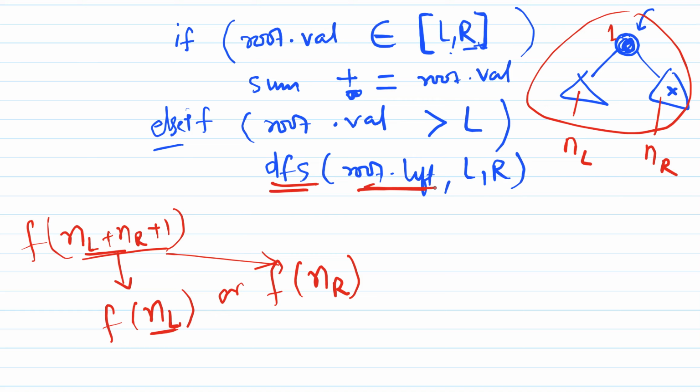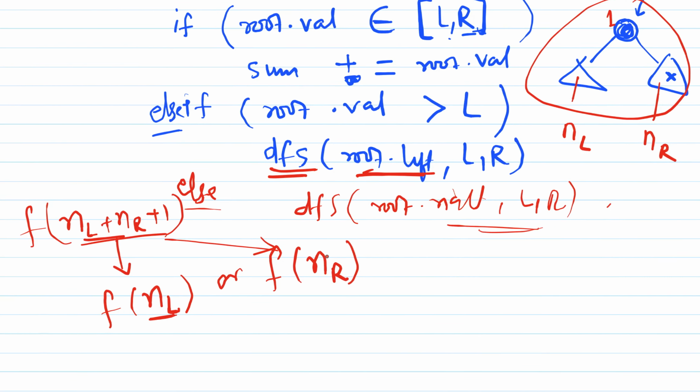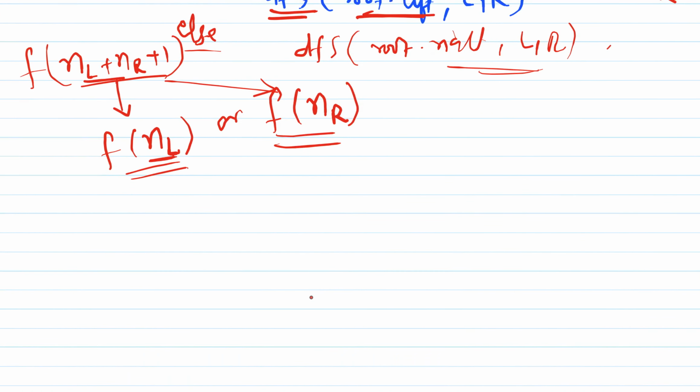So in this case call this, if it's less than L then it's less than R also. Then in the final case call DFS root dot right LR, and we are done. So here also we are making progress. So now you have some good idea of recursion. Now let's take a harder problem.